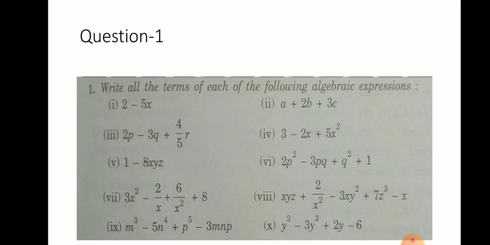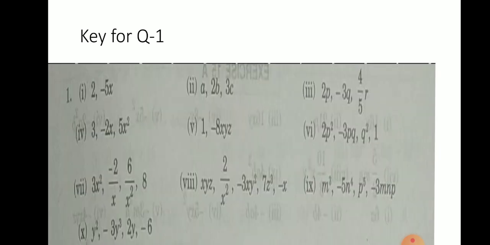Generally, terms of the expression are separated by plus or minus symbol. So here 2 is a term, 5x is a term. These two are separated by minus symbol, right? So the terms of this expression are 2 and minus 5x, because 5 is a negative number, that's why minus 5x we can say. If you see the key for that, here you have first question, first problem, 2 comma minus 5x are the terms of the first expression.